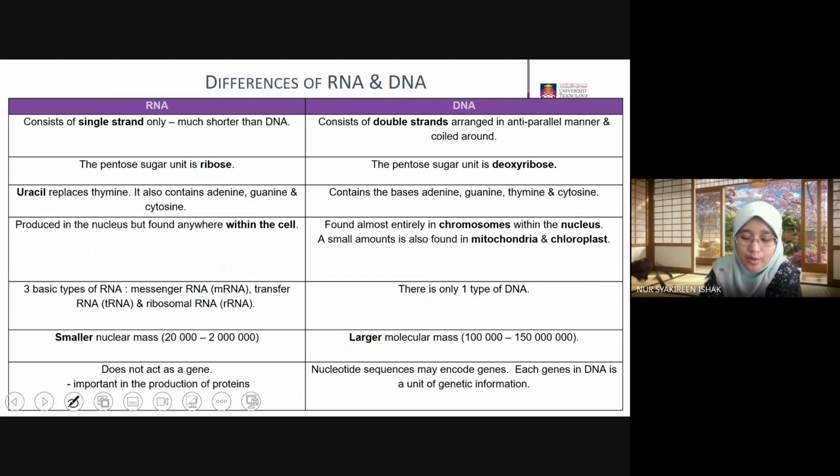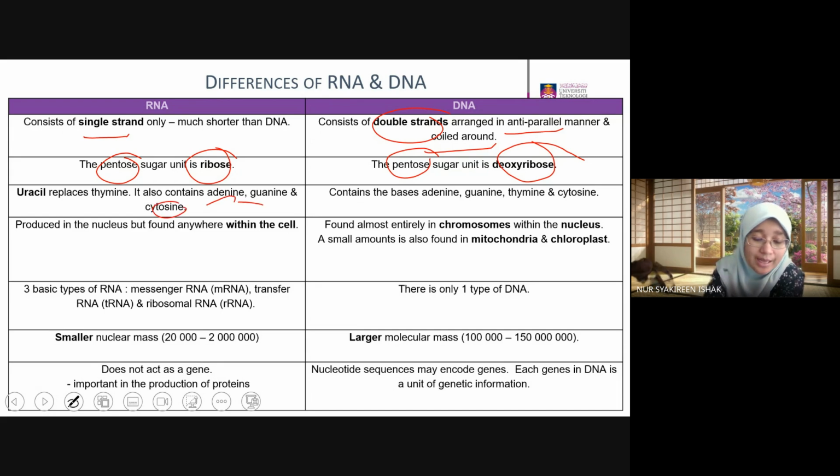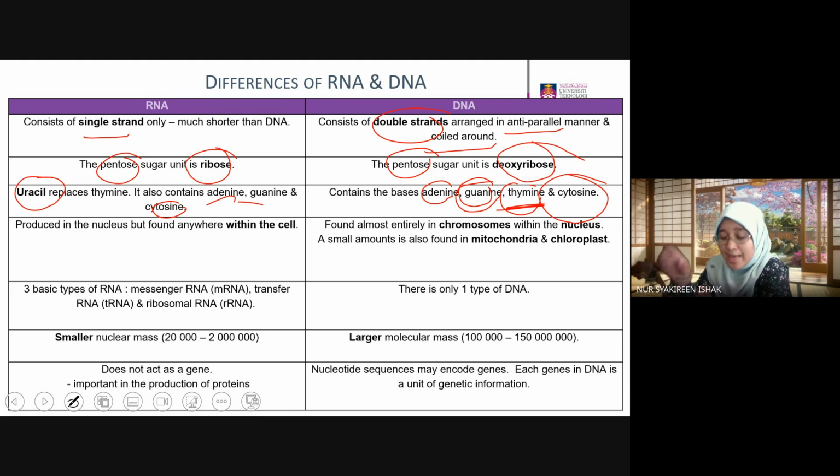The pentose sugar for RNA is ribose, and for the DNA, the pentose sugar is deoxyribose. For the RNA, the bases consist of adenine, guanine, cytosine, and uracil. For the DNA, the bases consist of adenine, guanine, thymine, and cytosine. DNA is found in the nucleus, and there is also a small amount of DNA in the mitochondria and chloroplast.